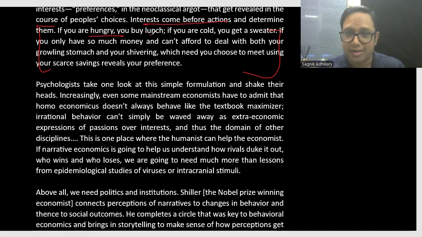If one is hungry, one can buy lunch. If one is cold, one can buy a sweater. If there's not enough money, then you have to prioritize one. Which one you prioritize reveals your preference. That said, Homo economicus doesn't always behave like the textbook maximizer.